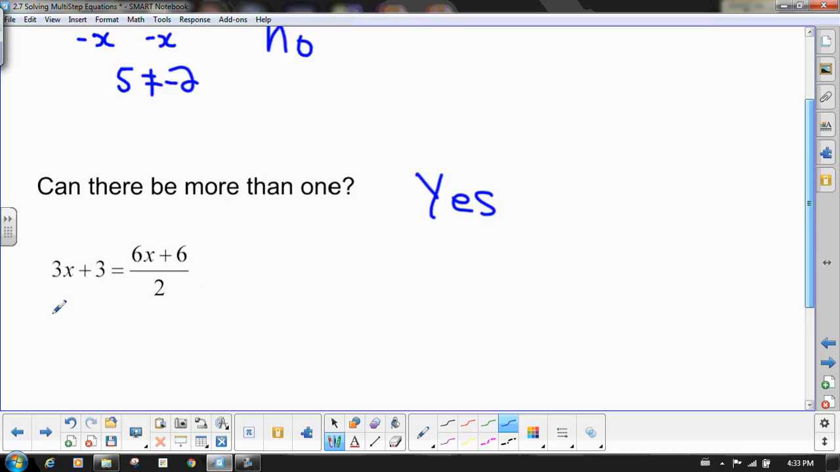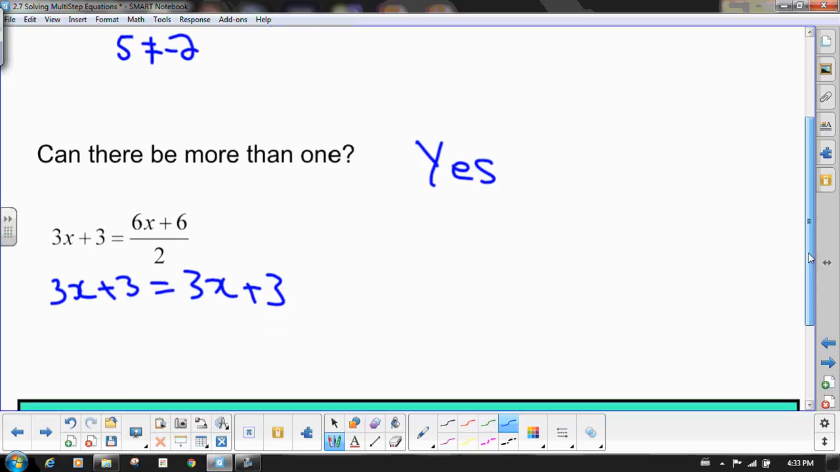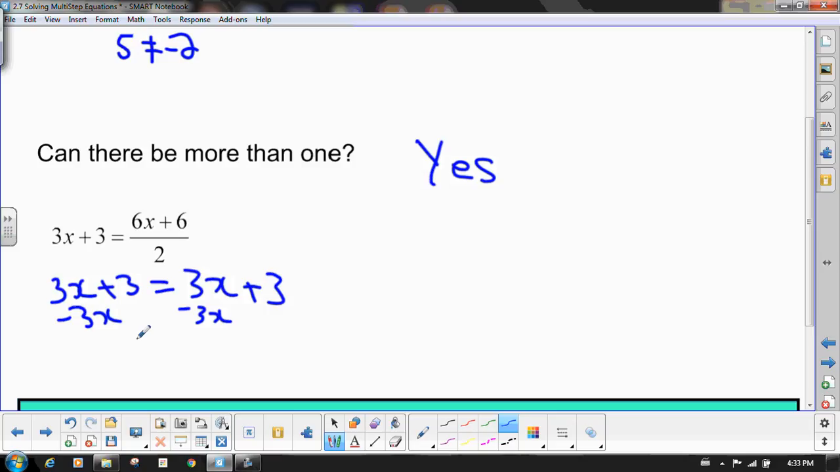So if I simplify this here, this right side becomes 3x plus 3 because I'm dividing the numerator by 2. I'm breaking it up into 6x over 2 to get 3x and 6 over 2 to get 3. What do you notice about these equations? They are the exact same thing. So if I follow my process and I subtract 3x from both sides, I'm going to be left with 3 equals 3. Does 3 equal 3?